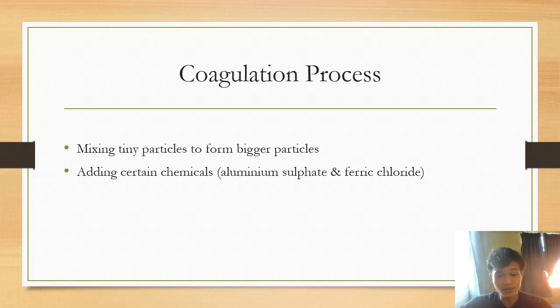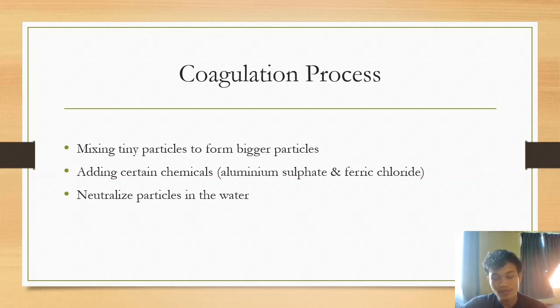This in turn will neutralize the negative charge of the dirt and other dissolved particles in the water. Some common types of chemicals are aluminum sulfate and ferric chloride. So after the mixing process, the bonded particles will form slightly larger particles called flocks.